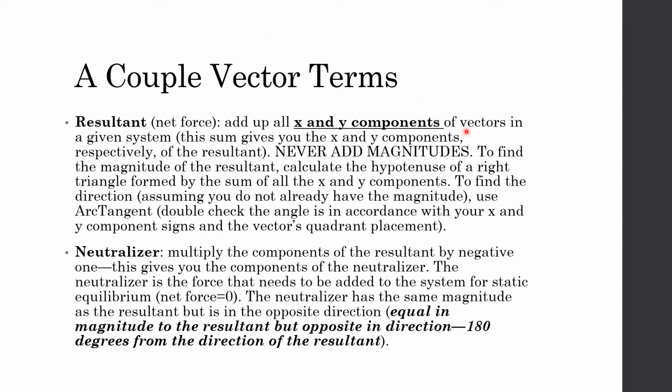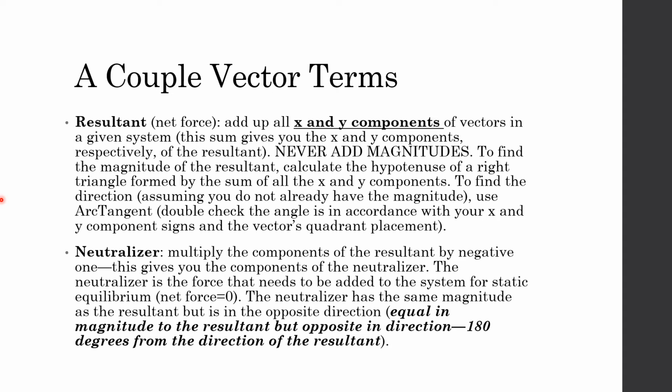All right, to find the magnitude of the resultant, calculate the hypotenuse of a right triangle formed by the sum of all the x and y components. To find the direction, this is assuming that you don't already have the magnitude, use arctangent. If you already have the magnitude, then don't go through the trouble of trying to figure out what your calculator doesn't know, right? And just use arc sine or arc cosine, and that will come out correct. But of course, if you are using arctangent, double check that the angle is in accordance with the sign of your x and y component.